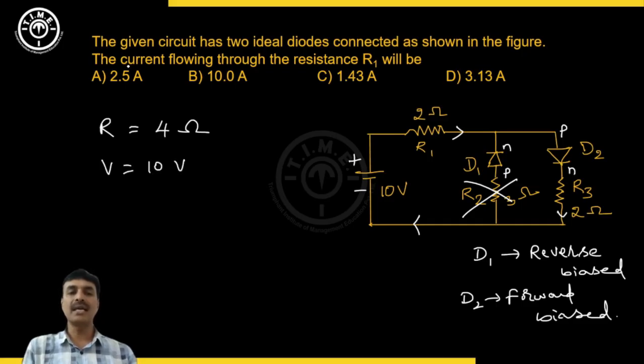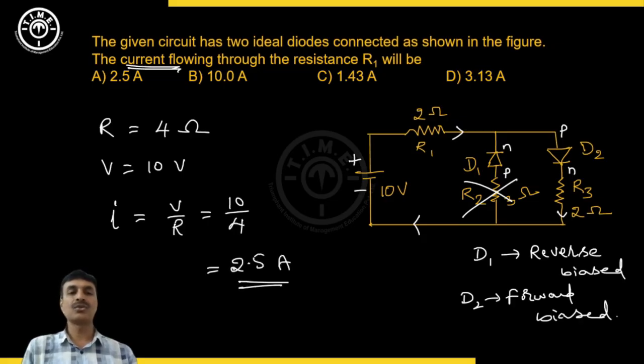Question is about the current through the resistance R1. That's what is the current passing through the resistor R3 as well as current through the cell or battery. Right. Using Ohm's law, I is equal to V by R, that is 10 by 4. 10 by 4 is 2.5 current measured in ampere. So 2.5 ampere is here in option A. Right answer for this question is option A.